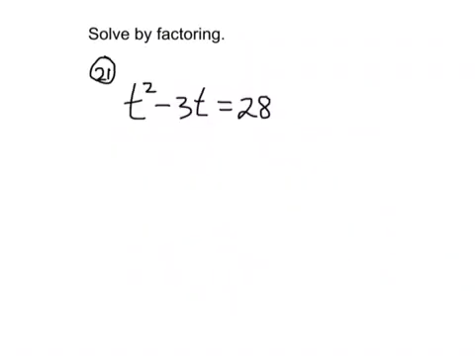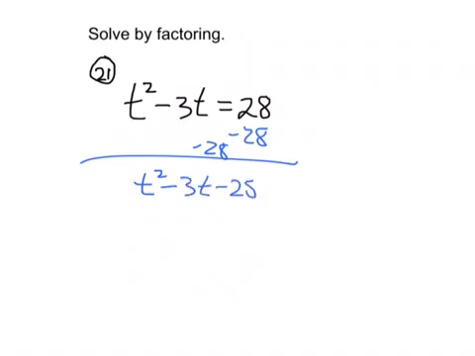In this problem, we have t squared minus 3t equals 28, so the problem has to be set equal to 0. So we'll start off by subtracting 28 from both sides of the equation. Then we'll have t squared minus 3t minus 28 equals 0. So this is the problem that we want to factor.